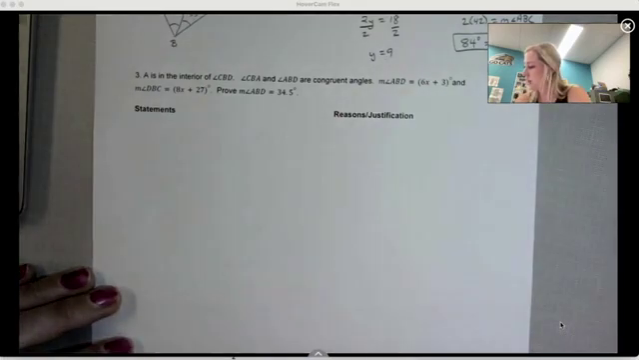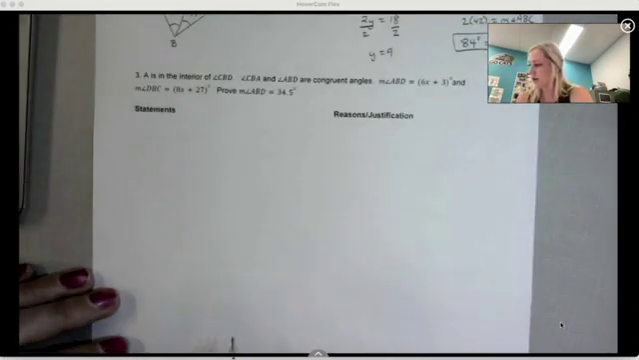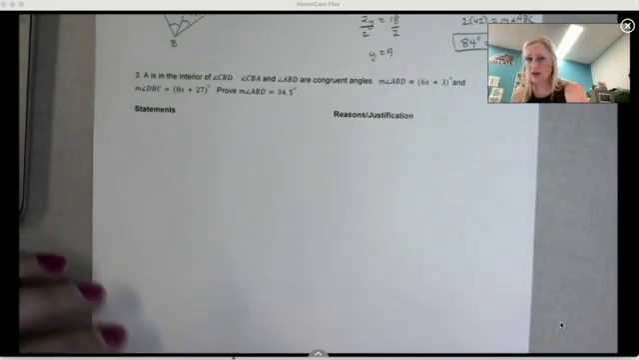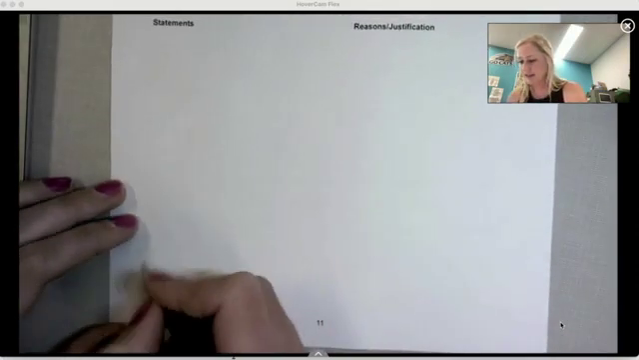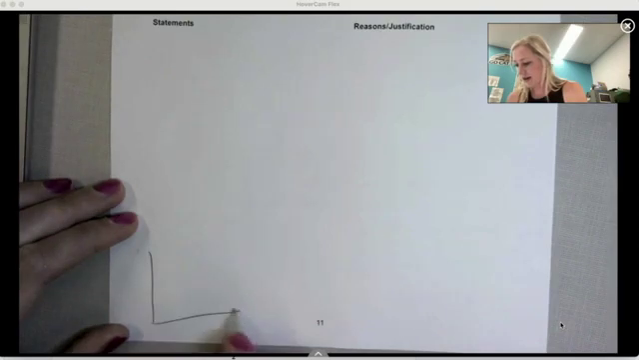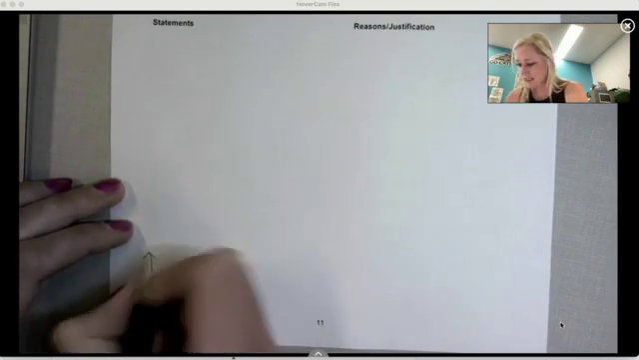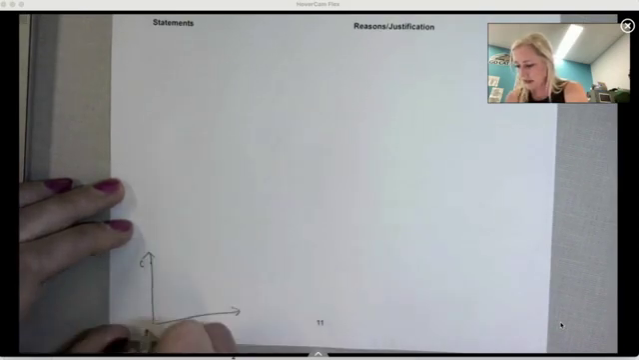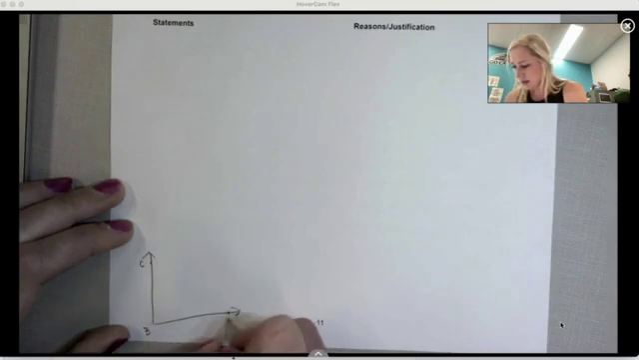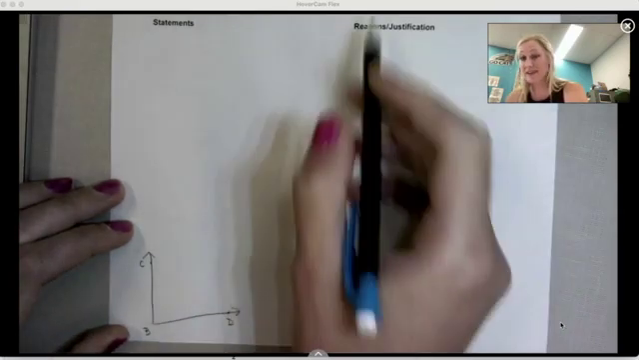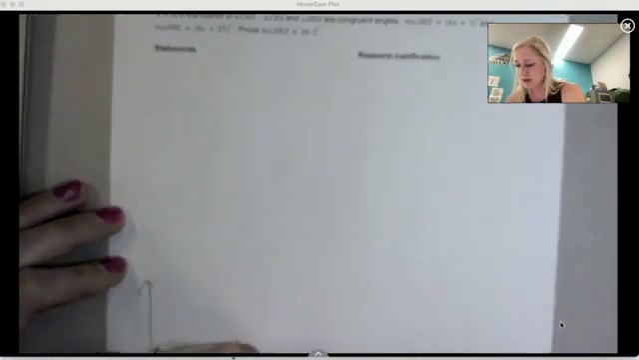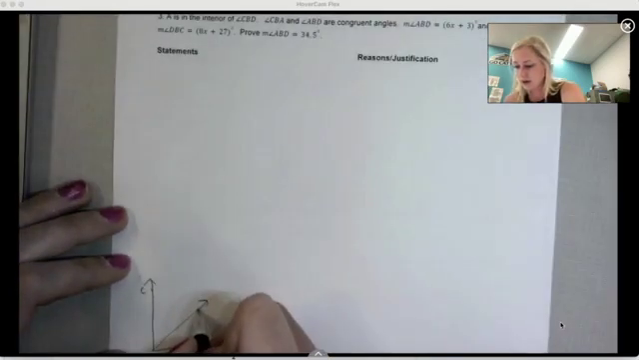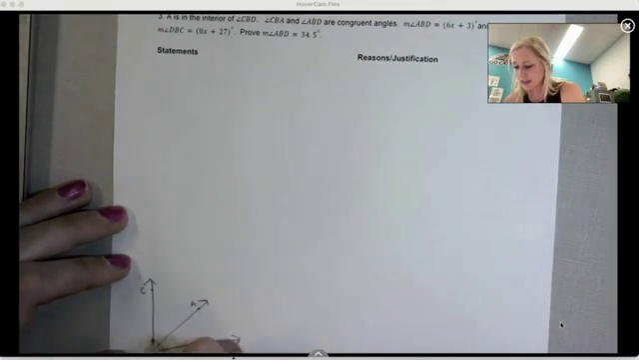Okay, so I'm going to draw a picture maybe down here, you guys, and then I've got room for my statements and reasons. Okay, so I have angle CBD, and we have A is in the interior, but they did tell me that CBA and ABD were congruent, so I am going to put it in the middle, because they told me CBA and ABD are congruent.